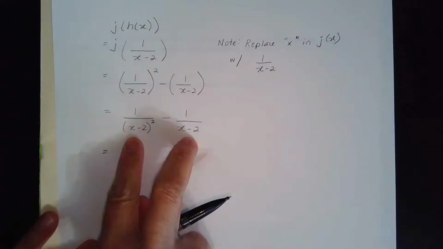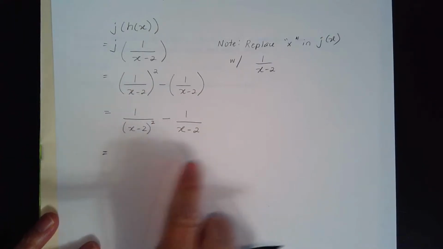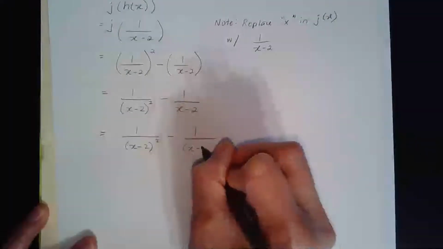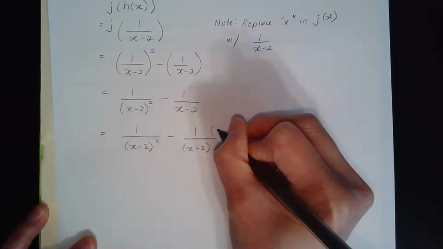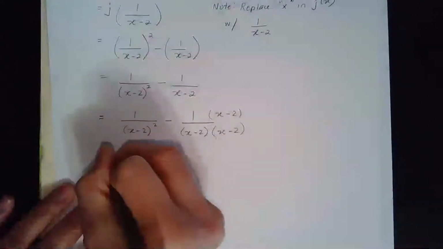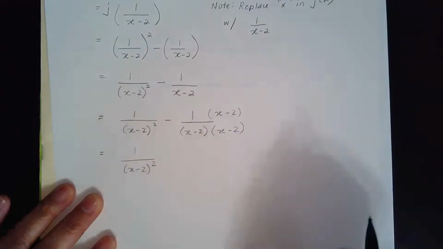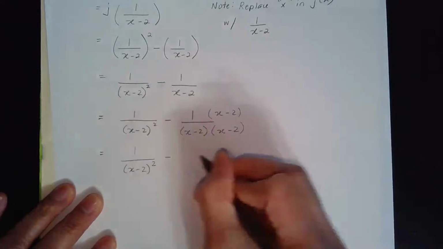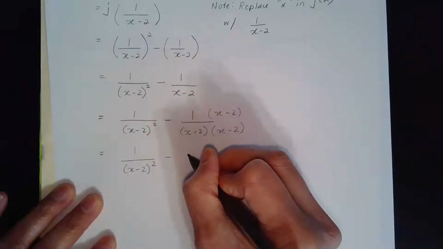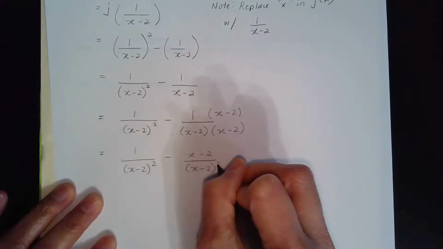Before combining rational expressions, we have to have the same denominator. The same denominator would be x minus 2 squared. For this one, because I only have x minus 2, I'm going to multiply both the numerator and the denominator by x minus 2. So that gives us 1 over x minus 2 squared, minus 1 times x minus 2, so x minus 2, over x minus 2 squared.